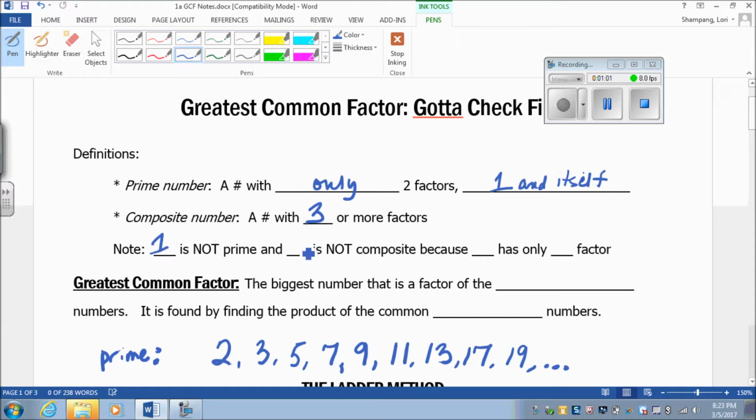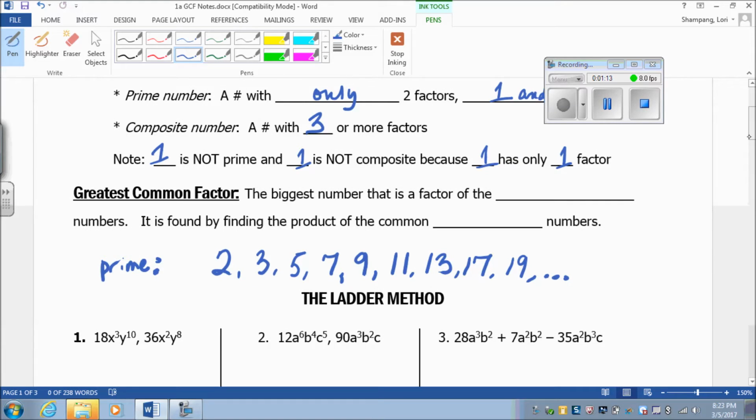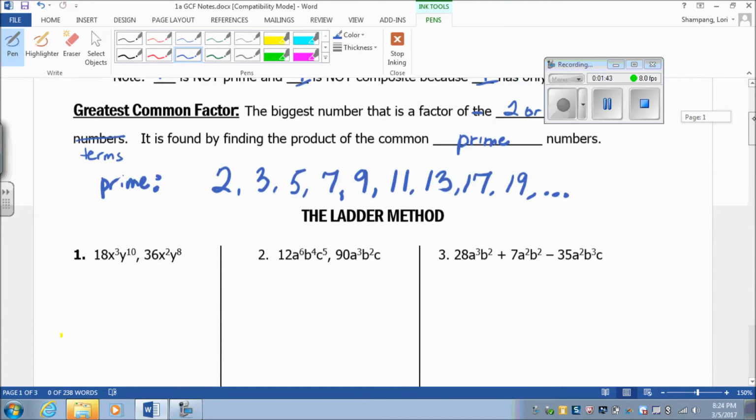1 is not prime, 1 is not composite, because 1 has only one factor. That factor is 1. All right, let's look at the greatest common factor. What is the greatest common factor? Well, the greatest common factor is the largest number that is a factor of 2 or more numbers, and I want to just say terms instead of numbers. So it's found by finding the product of the common prime numbers. So our greatest common factor is really just the product of the common prime numbers.